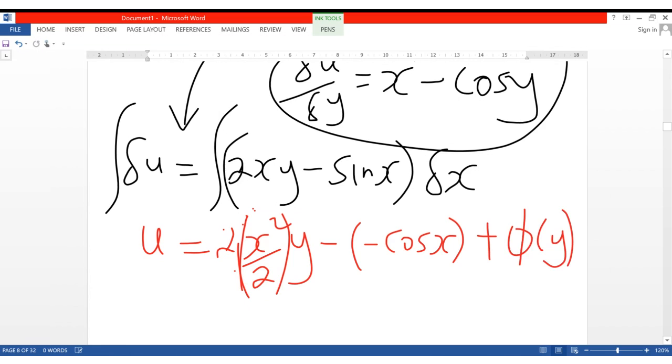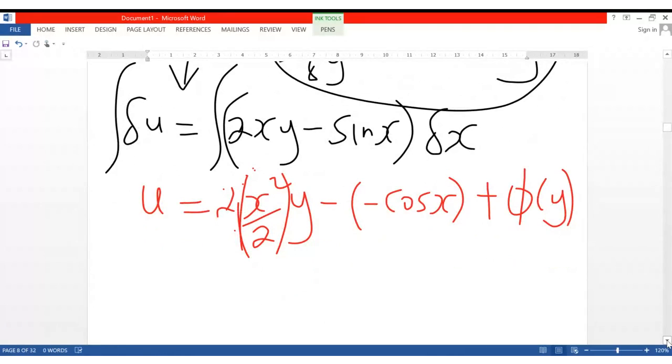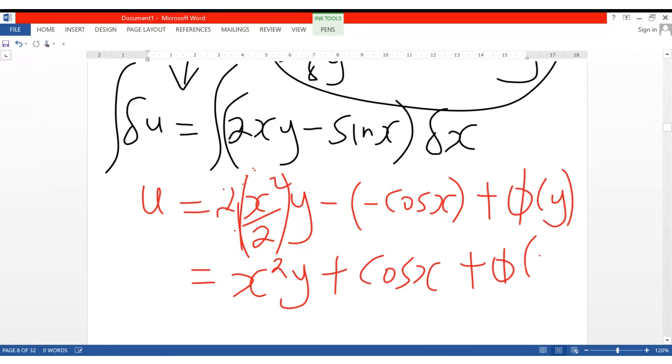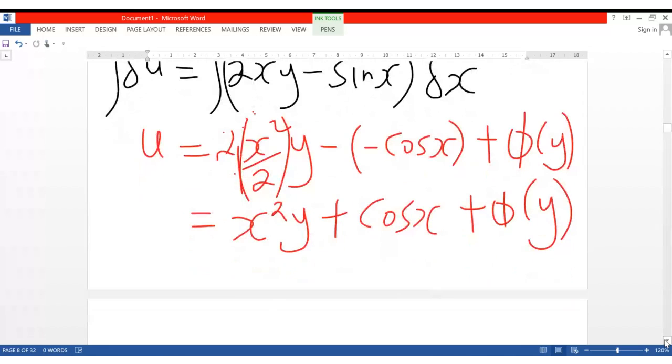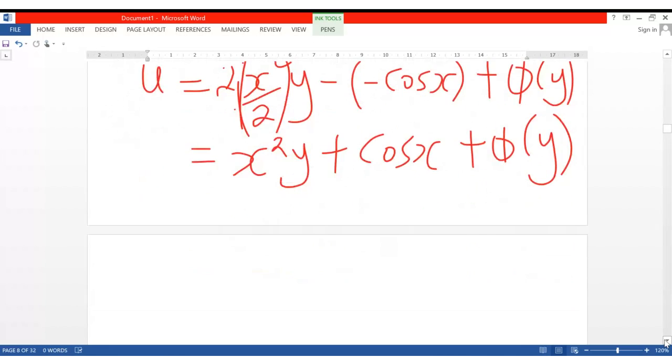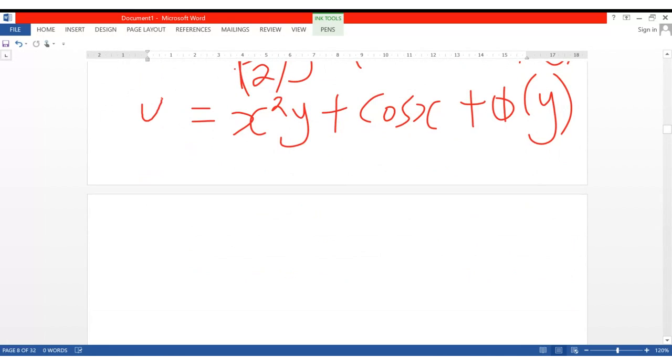Let's simplify this one and see what you are getting. The 2 and the 2 cancel, so I will remain with x squared y plus cos x, and then plus phi y. Now what do we need to do from there? The only thing we can do from there is to differentiate, because I want to compare the two. So I just differentiate this one, my u, partially in terms of y.